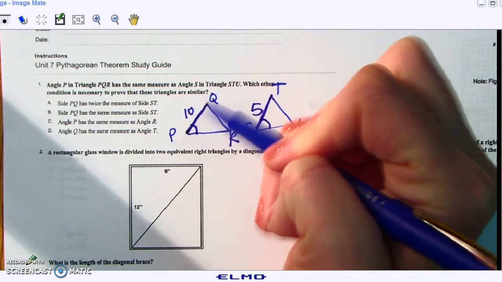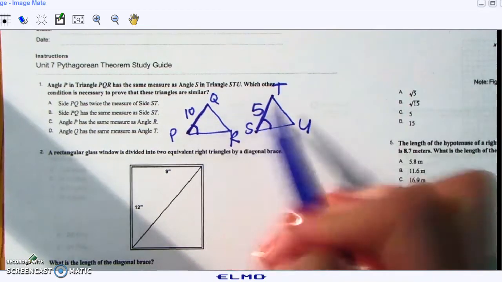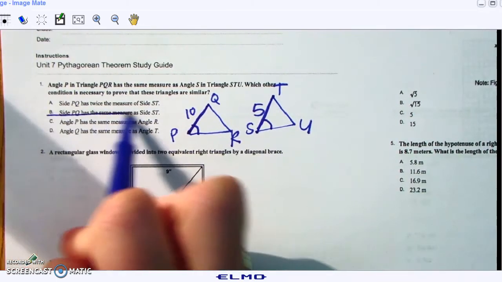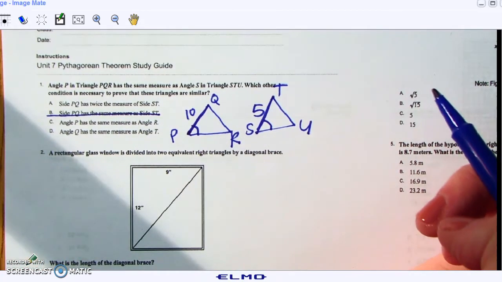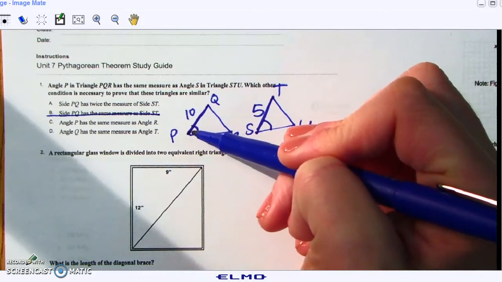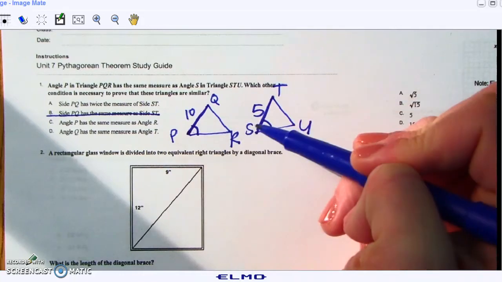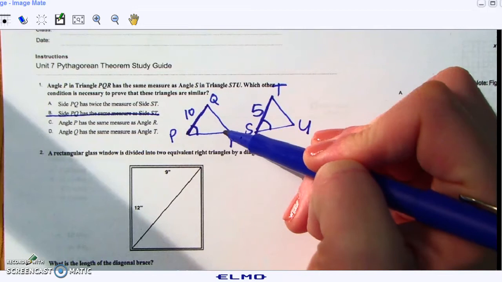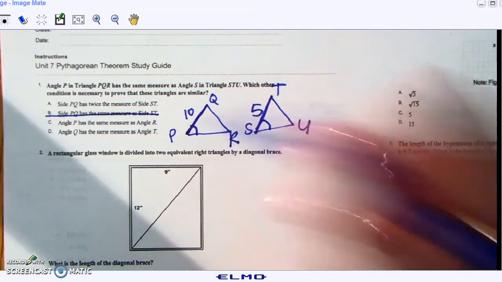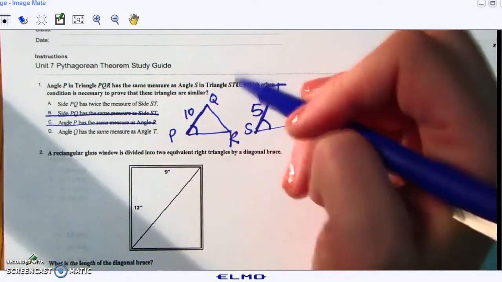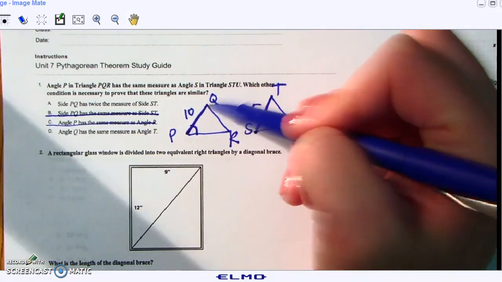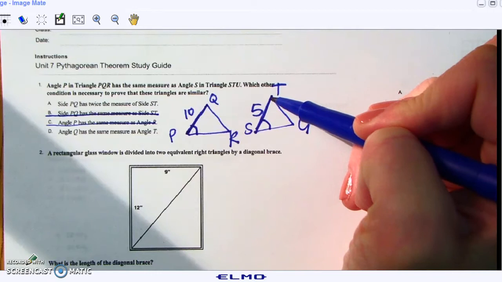Side PQ has the same measure as ST. Well, if they were the same, that means they would be congruent triangles. So that wouldn't mean that they're similar. Angle P has the same measure as angle R. P and R have the same measure? Well, they're in the same triangle, so that doesn't have anything to do with two triangles being similar. And angle Q has the same measure as angle T.